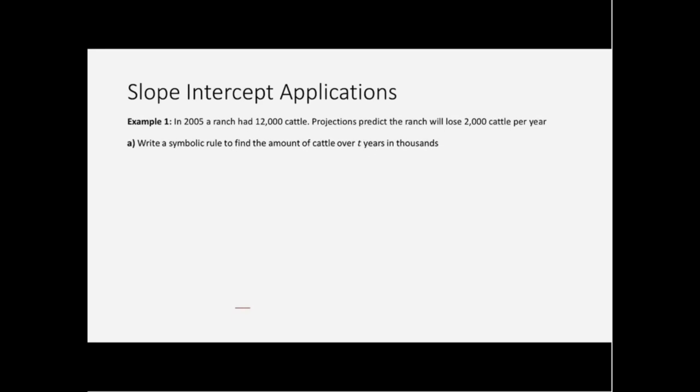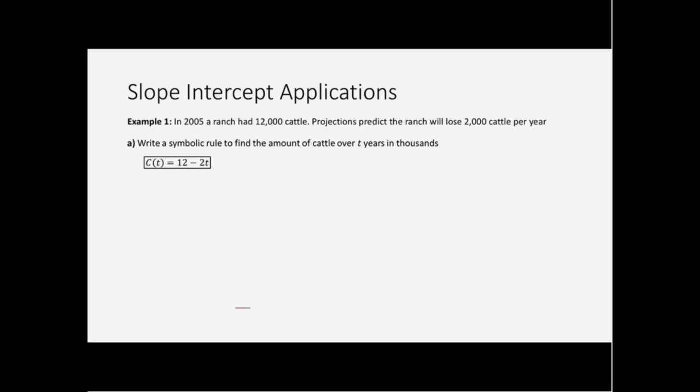So this symbolic rule is going to look a little bit funky because we had thousands in the beginning. But if I'm writing a symbolic rule, I'm not going to write 12,000 and 2,000. I'm going to write 12 and 2, because that means that I started out with 12,000 cattle and I'm losing 2,000 cattle per year. So that's where that 12 minus 2t comes from.